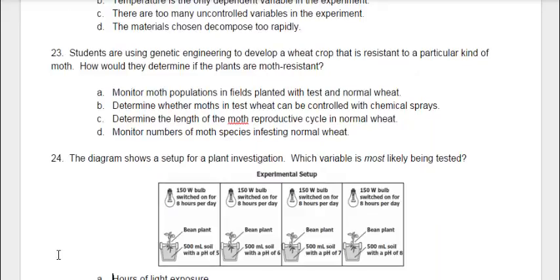23. Students are using genetic engineering to develop a wheat crop that is resistant to a particular kind of moth. How would they determine if the plants are moth resistant? A. Monitor moth populations in fields planted with test and normal wheat. B. Determine whether moths in test wheat can be controlled with chemical sprays. C. Determine the length of the moth reproductive cycle in normal wheat. D. Monitor the number of moth species infesting normal wheat.